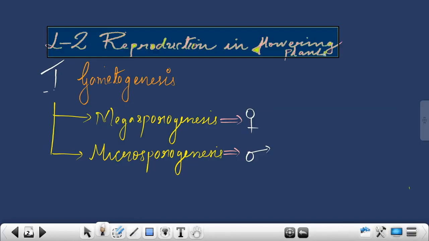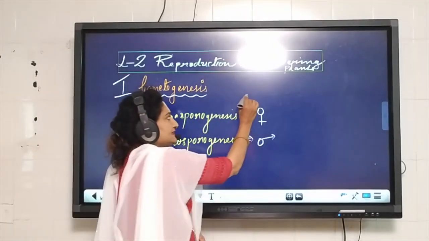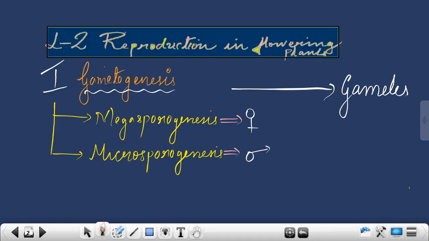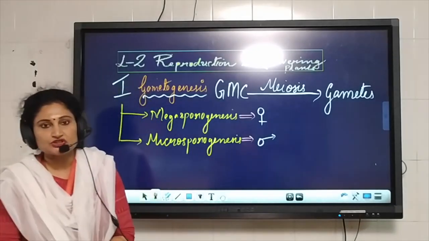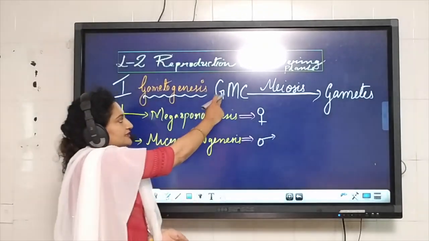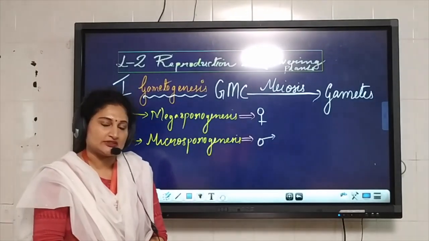The first event in sexual reproduction is gametogenesis. What is gametogenesis? As the name suggests, it is the production of gametes from the gamete mother cells by the process of meiosis. So once again, what is gametogenesis? It is the production of gametes from the gamete mother cells by the process of meiosis.